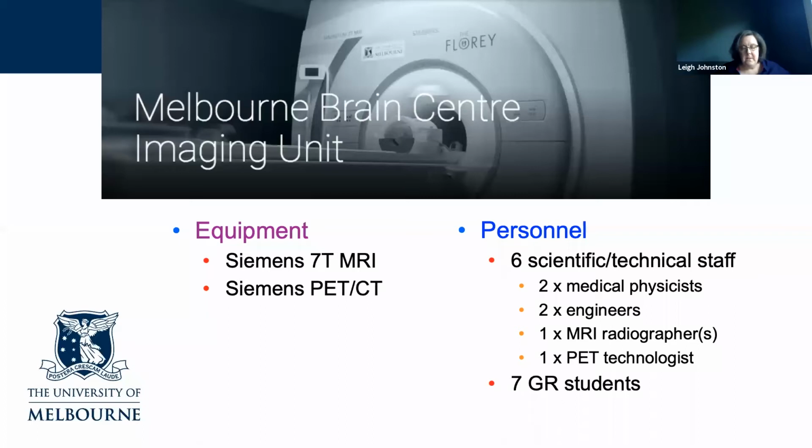And if you know much about NMR, which I suspect a bunch of people on this call know way more about than I do, 7 Tesla doesn't sound particularly impressive, right? So it's 300 megahertz. But when you consider that it's a clinical scanner with a bore size that fits a human into it, that's where these field strengths do get impressive.